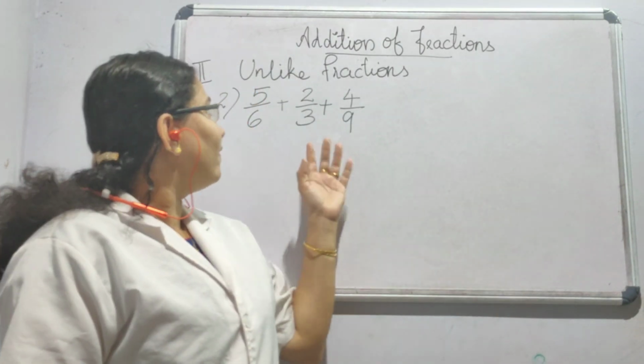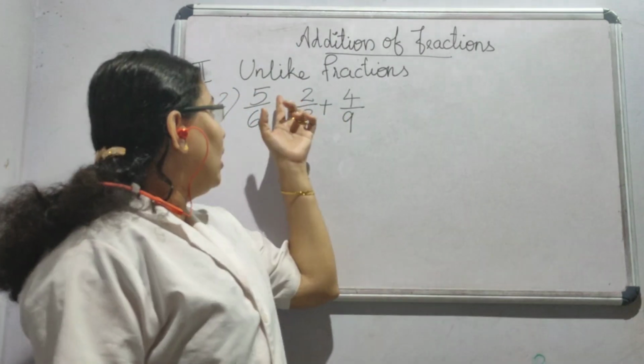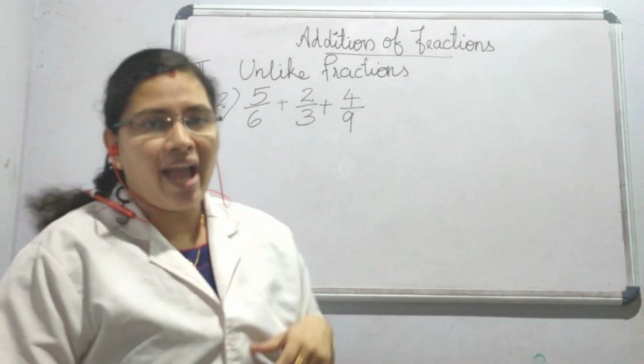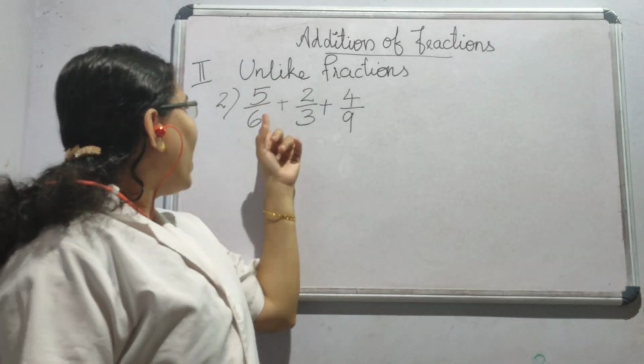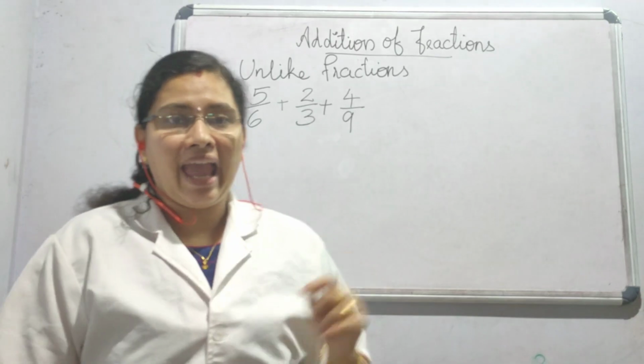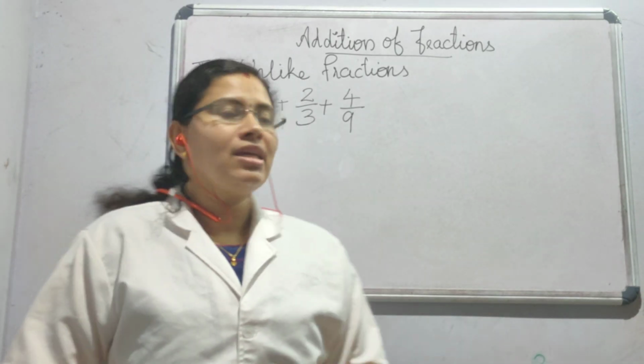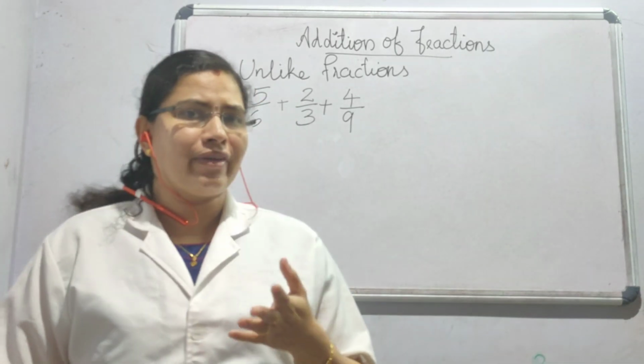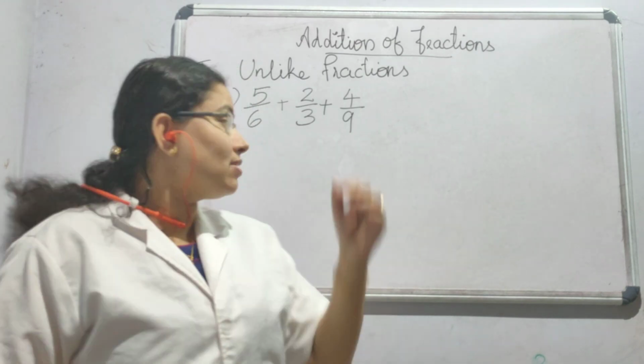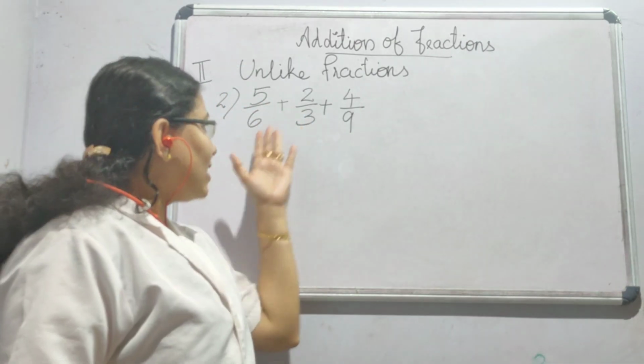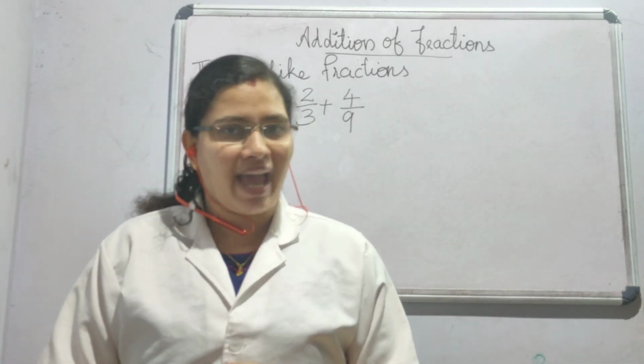So dear students, we will do one more question. We will add three unlike fractions. That is 5 by 6, 2 by 3 and 4 by 9. Here the denominators are different, so they are unlike fractions. The denominators are 6, 3 and 9.